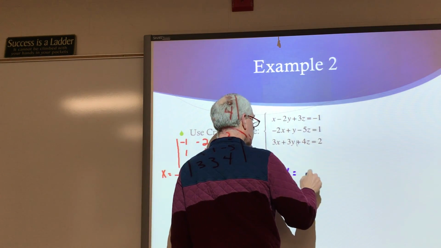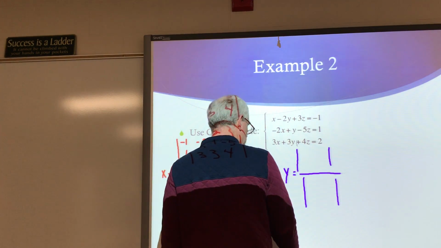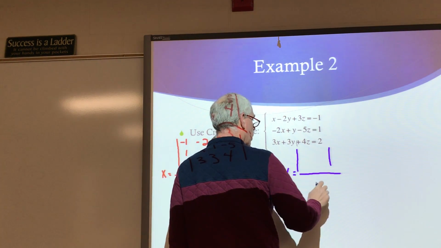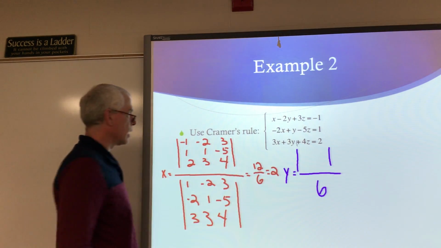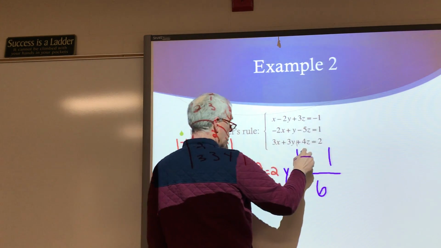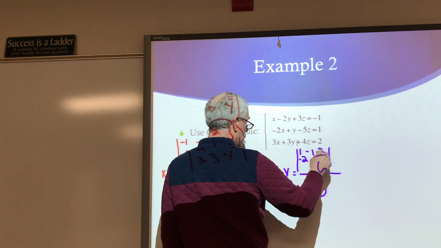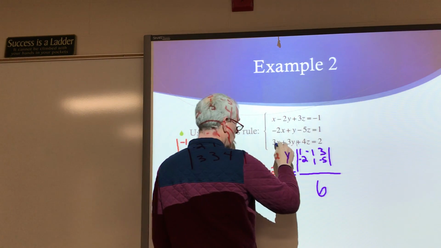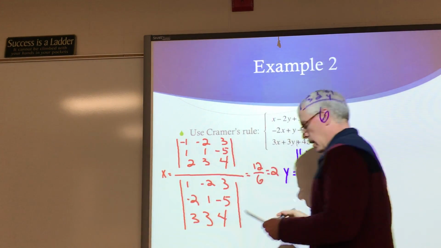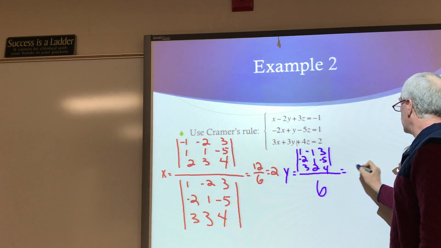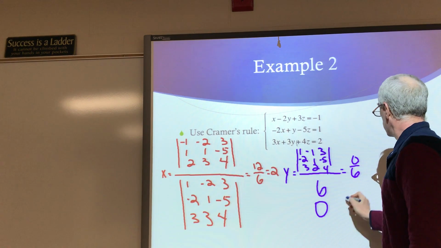Y. Well, actually, I know what the coefficient matrix on the bottom is going to turn out to be: 6, because it was here, so I'm just going to do that. I'm going to replace the y column with these, so I'm going to get 1, -1, 3, -2, 1, -5, and 3, 2, 4. And what I get on the top is a 0 and a 6 on the bottom. So of course that's 0.